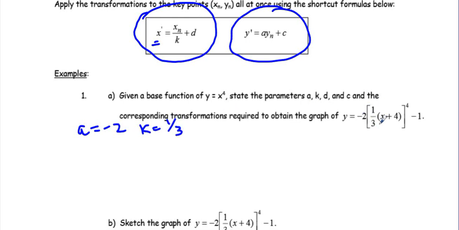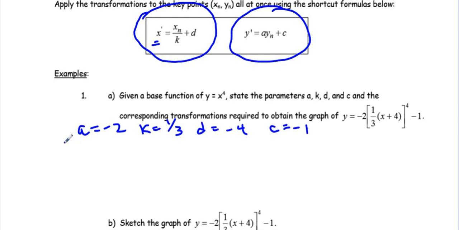So whatever's here has to be in factored form, remember. So if it's not, you need to factor whatever number is outside or is attached to the variable in order to get the correct horizontal translation. We've got d then is equal to the opposite sign of what's here, so d is -4 and c is -1.